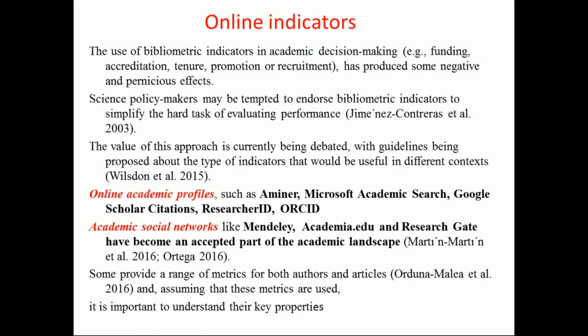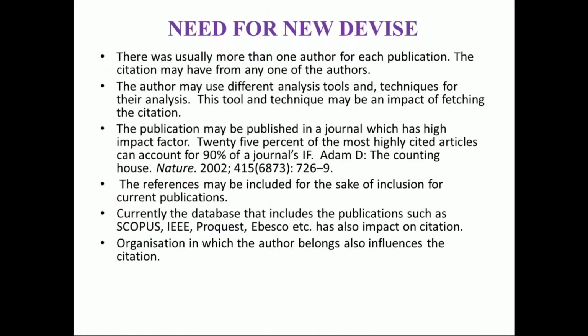Online academic profiles such as AMiner, Microsoft Academic Search, Google Scholar Citations, and ResearcherID are online academic profiles. Academic social networks like Mendeley, Academia.edu, and ResearchGate have become an accepted part of the academic landscape. I hope many of you are familiar with all these things. Some provide a range of metrics for both authors and articles. Assuming that these metrics are used, it is important to understand their key properties. All this, I already told you, the impact of the H index and other formulas.